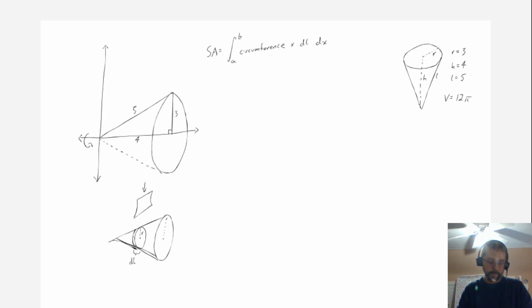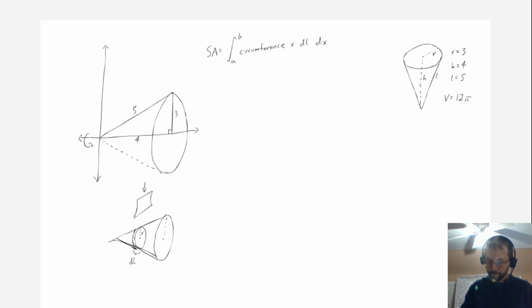Our infinitesimally small piece of surface area is basically the circumference of a circle, but maybe not exactly the same as the circumference of a circle. It's whatever the thickness of this almost 2D circle is. That's our dl. And to figure out dl, you have to pull something from the formula for arc length, which, let's put that over here.